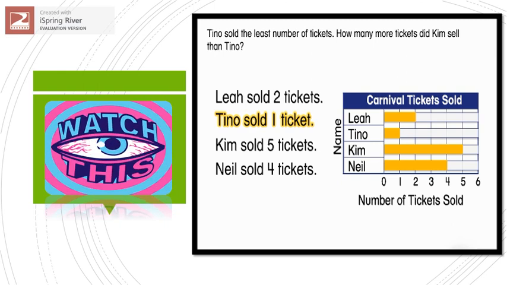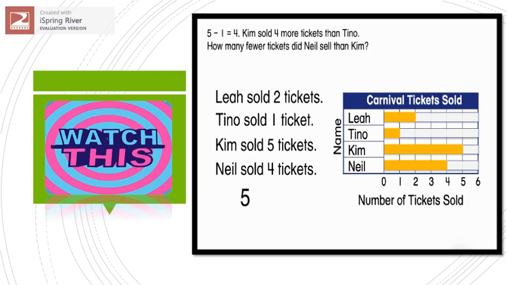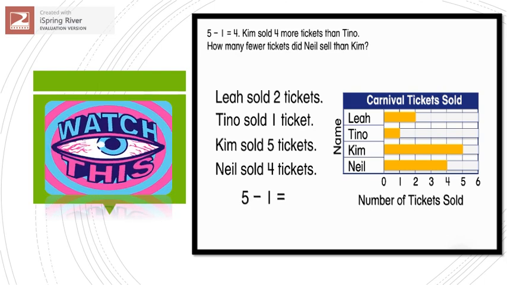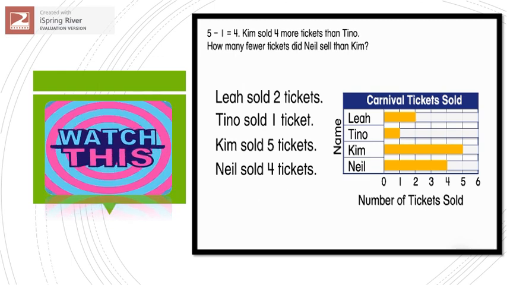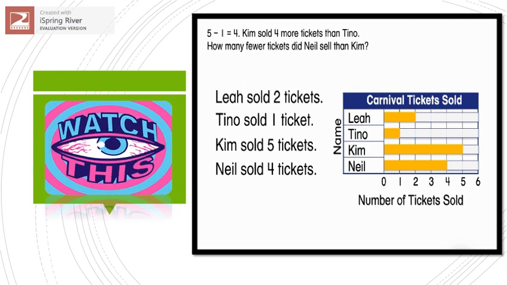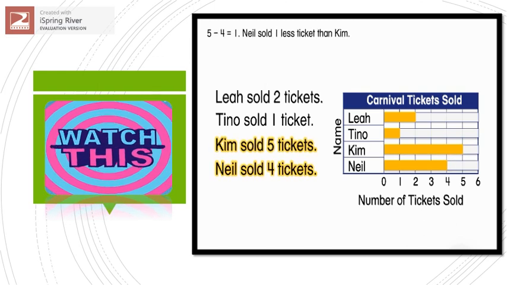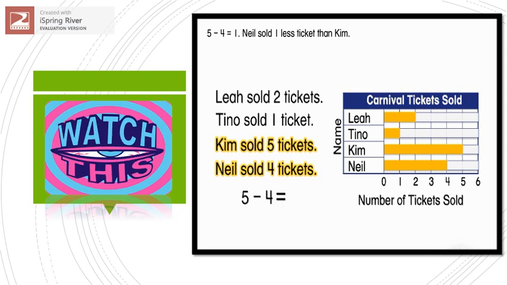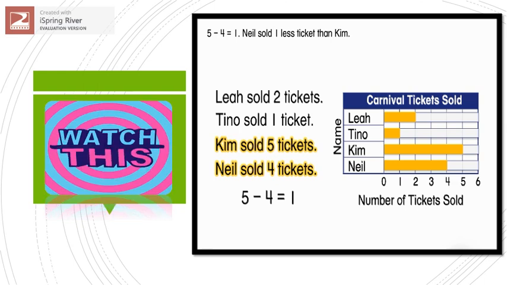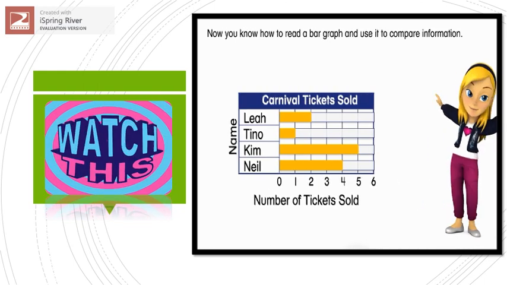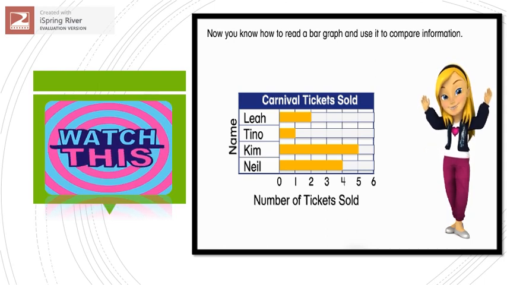How many more tickets did Kim sell than Tino? 5 minus 1 equals 4. Kim sold 4 more tickets than Tino. How many fewer tickets did Neil sell than Kim? 5 minus 4 equals 1. Neil sold 1 less ticket than Kim. Now you know how to read a bar graph and use it to compare information.